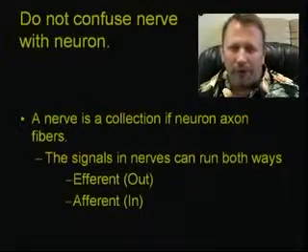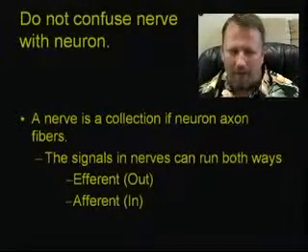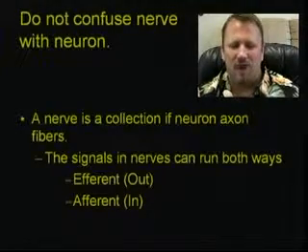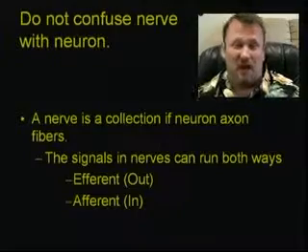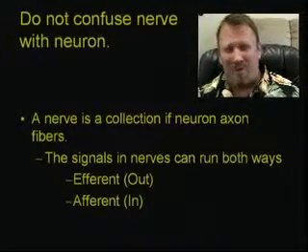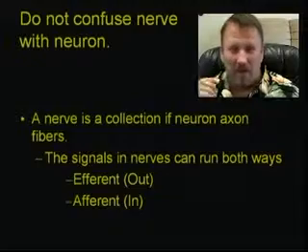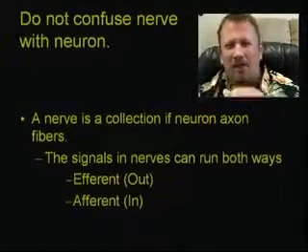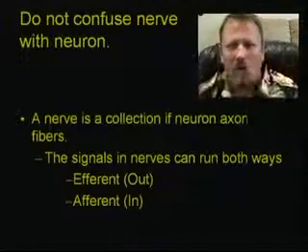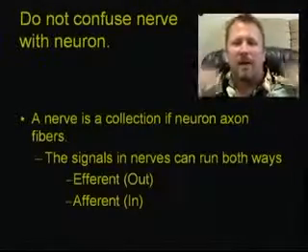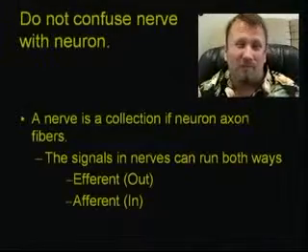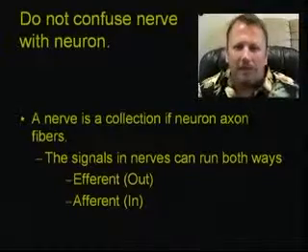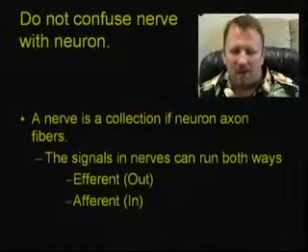Do not confuse nerve with neuron. All right, a nerve is a collection of neuron axon fibers, and the signals in nerves can run both ways. Even though the axons within them are one-way streets, nerves can be a collection of one-way streets, either all running in one direction, all of them running in the opposite direction, or running in either direction. So a nerve is just quite simply a collection of axon fibers.